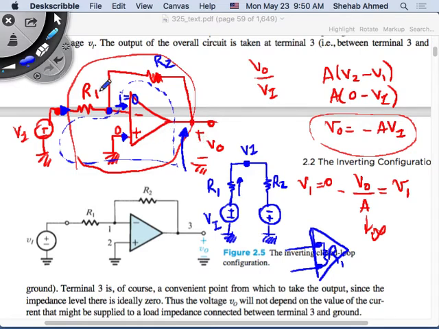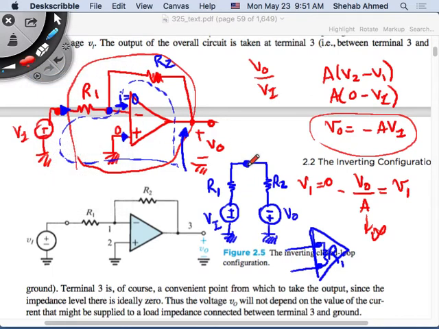Now, if I add the feedback, so I remove this, then I have this circuit. And this circuit will have some voltage source here that is equal to the output, and some resistor here, R2, and some resistor here, R1. So what is the voltage now at this node?